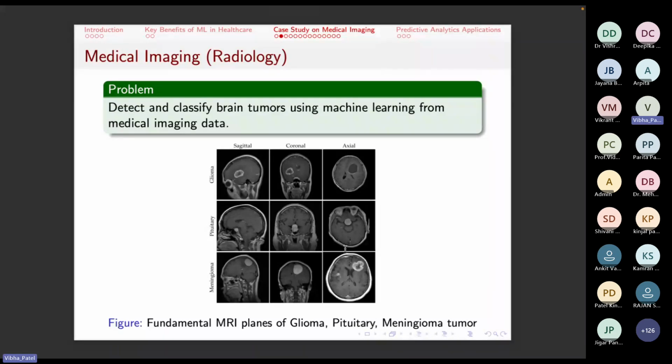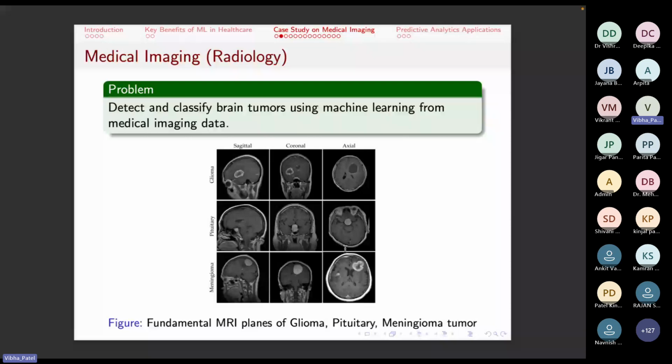So now this example is about detection of tumor. The problem is we want to detect and classify a brain tumor using machine learning from medical imaging data. If we talk of brain tumor, then broadly speaking there are three categories. There is one more, the metastatic category, which is not listed over here. But if the originator is the brain, then these are the three broad categories, which include glioma, pituitary, and meningioma.